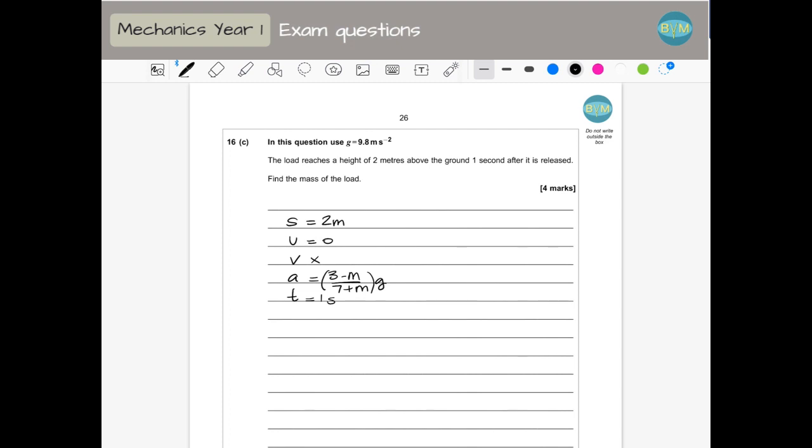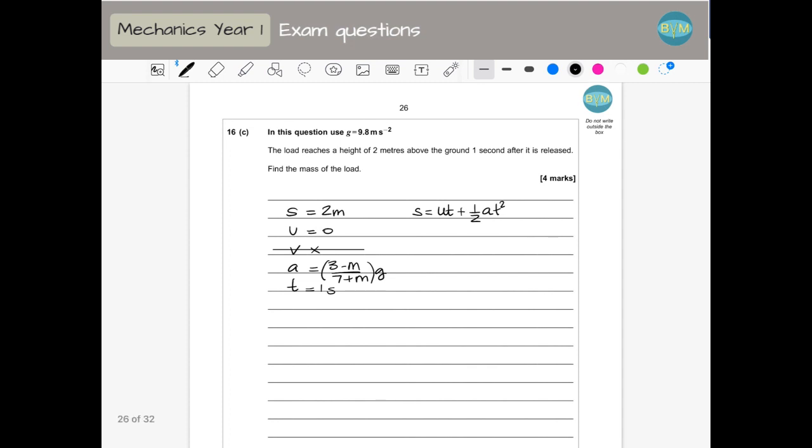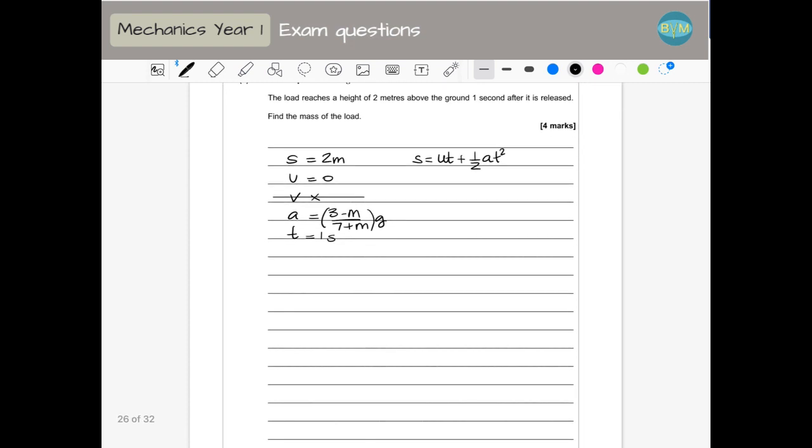So what we are going to do is write the SUVAT equation without v, because we don't need v and we don't have it. It's this one: s equals ut plus 1/2 at squared. You have these equations in your formula booklet, and we are going to substitute what we have. Displacement is 2 meters, initial velocity is 0, so this bit is 0, and then I have 1/2 times this expression times t squared, which is 1. So I have 2 equals 1/2 times (3 minus m) divided by (7 plus m) times g.